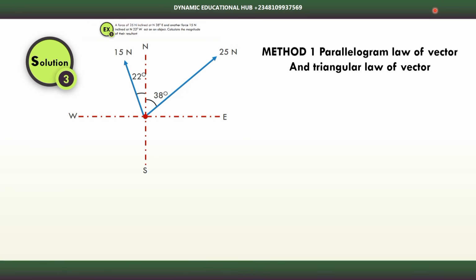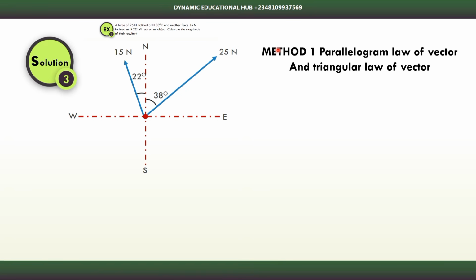What is the parallelogram law of vector? The parallelogram law of vector states that if two adjacent sides of a parallelogram represent two different forces acting in opposite direction, the diagonal drawn from the point of intersection will be the resultant force. That is what it's saying. What is the triangular law of vector saying? It's almost the same thing. It's saying that the two adjacent sides of a triangle, if they are representing two different forces in two different directions, the third side represents the resultant force. And that is what we have been using since. Now let's combine the two together to use it to solve this.